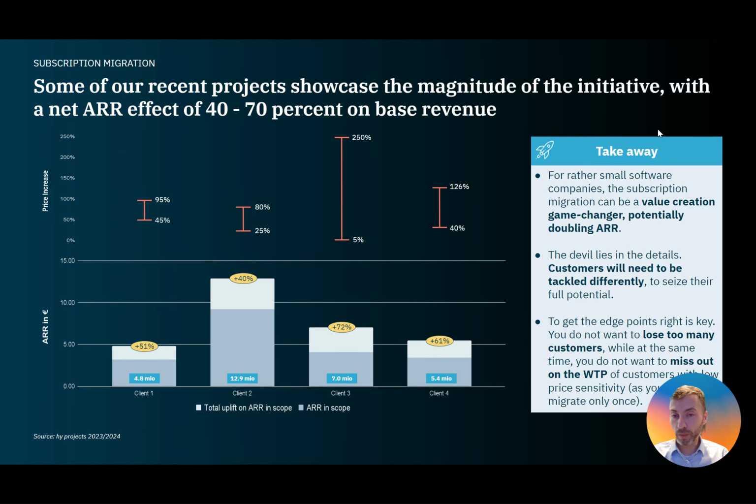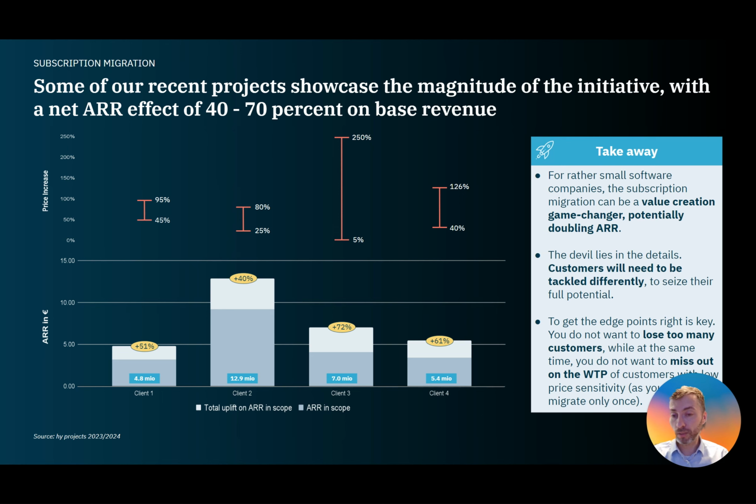Here are 4 clients we worked with in the last 1.5 years on exactly this topic of migrating a license model to a subscription model. And you can see in the yellow boxes that the revenue upside was somewhere between 40 and 72% in this case. However, what you see on the upper side are the clusters.